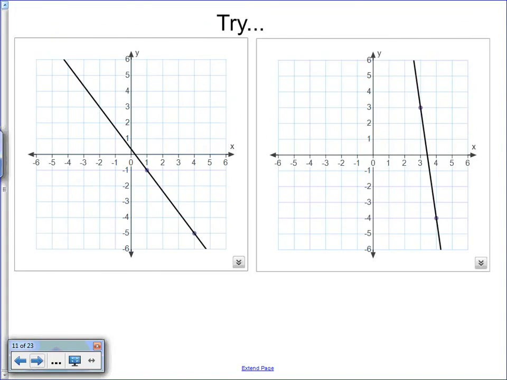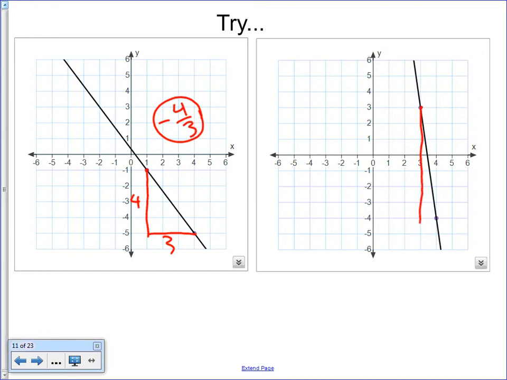So trying a few more out. Start at this point. We're going to go down 1, 2, 3, 4 over 1, 2, 3. So negative 4 over 3. And that can't break down, so we will leave that as is. Next one here, go down 1, 2, 3, 4, 5, 6, 7, and over 1. So minus 7 over 1, or just say negative 7 for that slope.